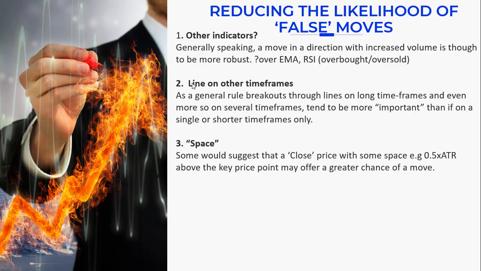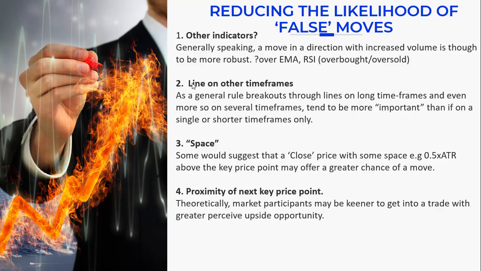The concept of space is one that we've briefly referenced in other sessions. In a little more detail, some would suggest that a close price with some space between the signal to get in and where you actually enter may be prudent in terms of reducing moves which only just make it over a key level. So in order to be consistent, we need a way of doing this across the board, irrespective of time frame or instrument. So perhaps using a 0.5 multiple of the ATR above the key price point may offer a greater chance of a continued move in our direction.